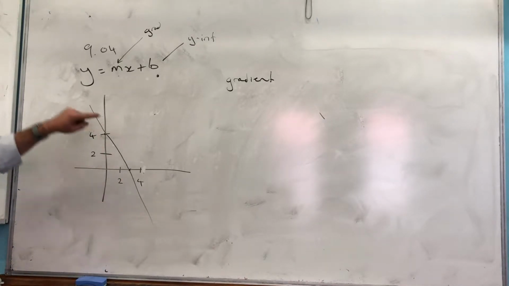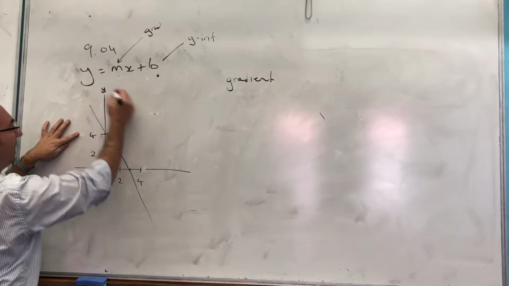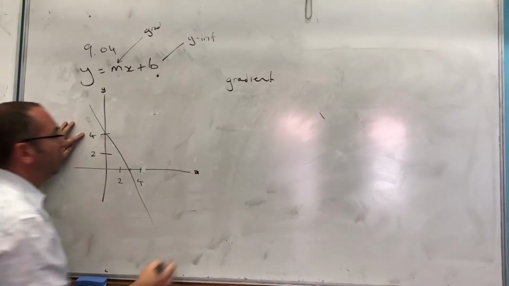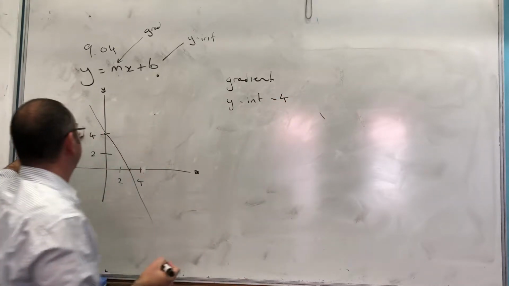Now we can see from this graph that our y-intercept is 4. So the point at which it crosses the y-axis is 4. So we can just read from the graph that the y-intercept is equal to 4.